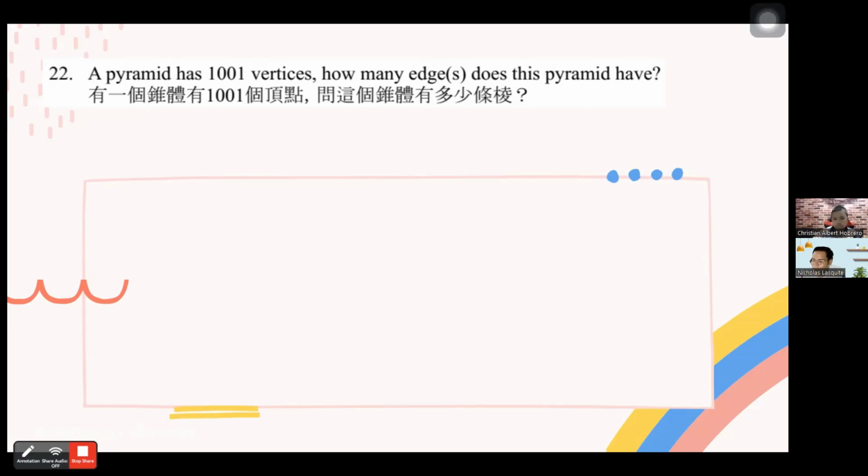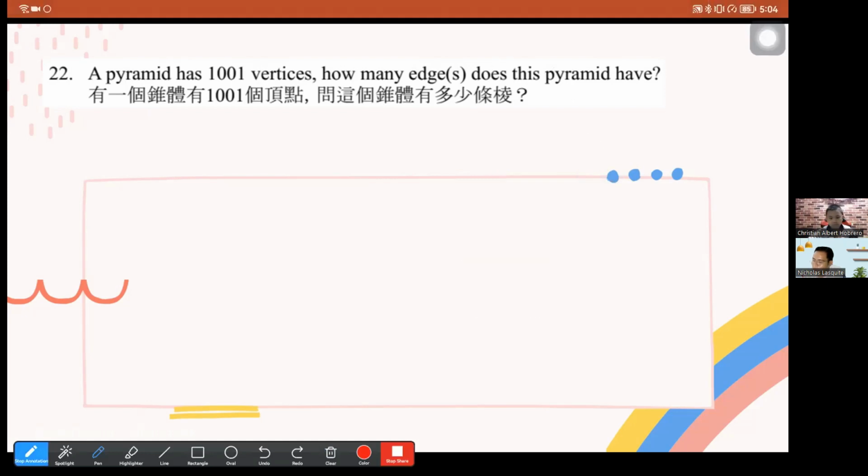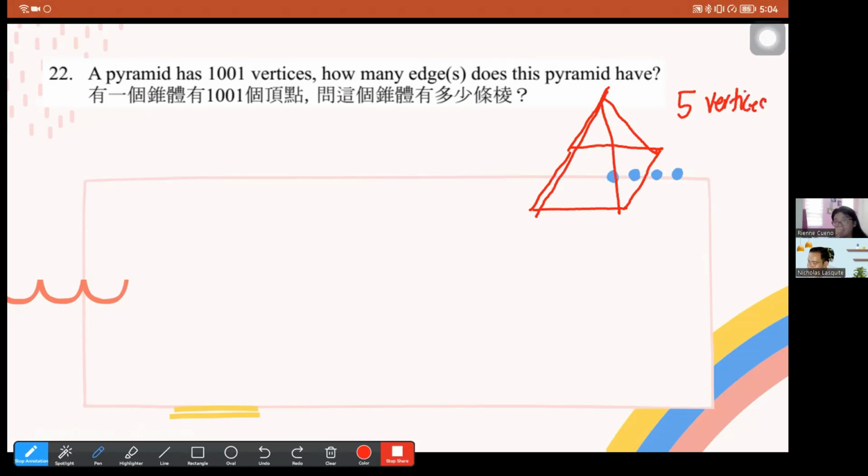How many edges? Let's have probably 2,000. Correct, that is actually correct. So if you're confused about how to solve this one, compare it with a square pyramid. It has five vertices, and it has 8 edges.